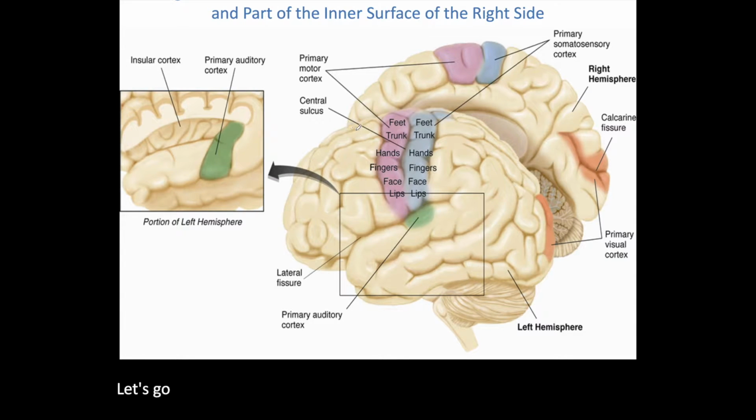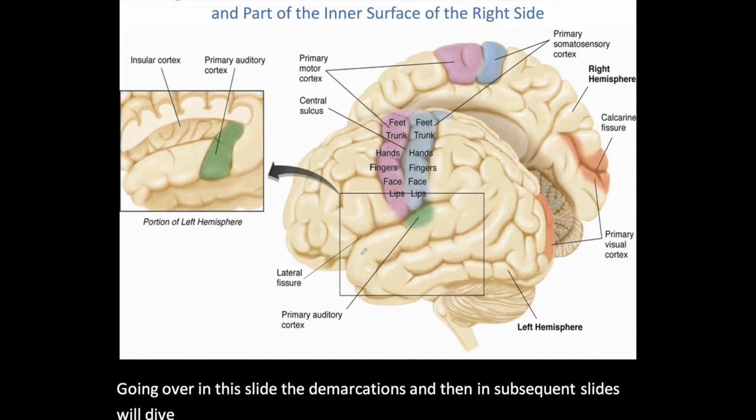The four lobes. Going over in this slide the demarcations, and then in subsequent slides we'll dive into each lobe separately.